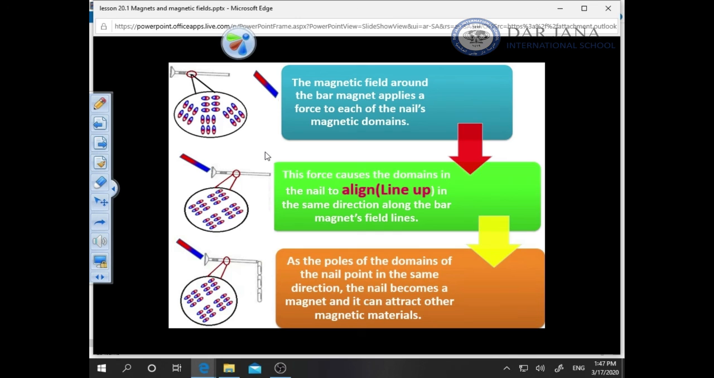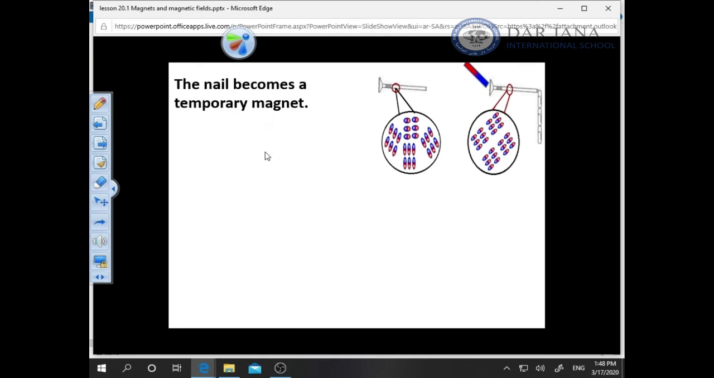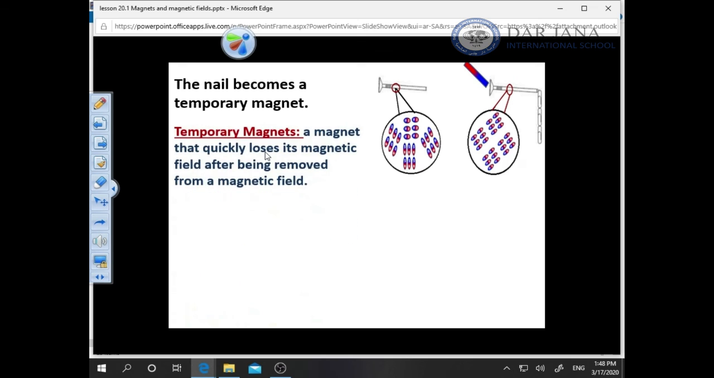The magnetic field around the bar, here there's a nail. If we put the magnet close to the nail, what will happen to the atoms inside the nail? All the atoms will be aligned. All the atoms have the same direction. If we put the nail close to the paper clip, as we can see here, the nail attracted the paper clip. So the nail becomes a temporary magnet.